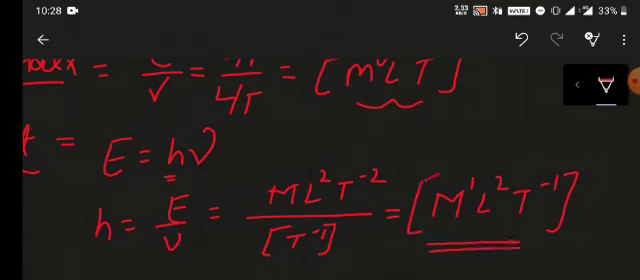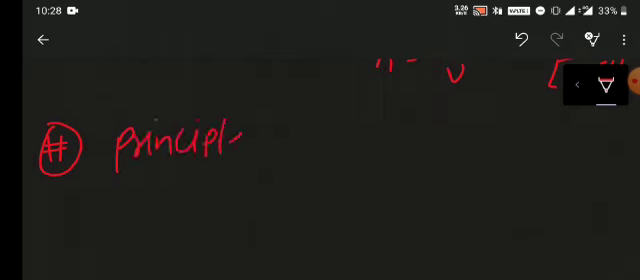So this is all regarding the most important terms of physics which have dimensions. Now let's move forward to the next topic. Our next topic is related to the principle of homogeneity.